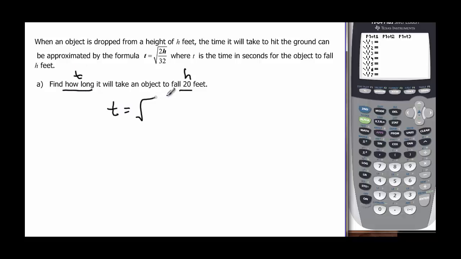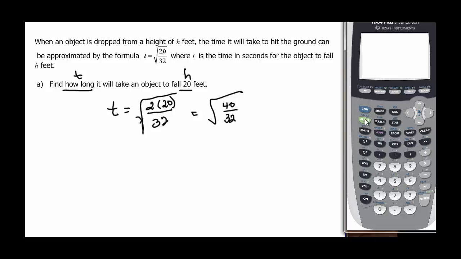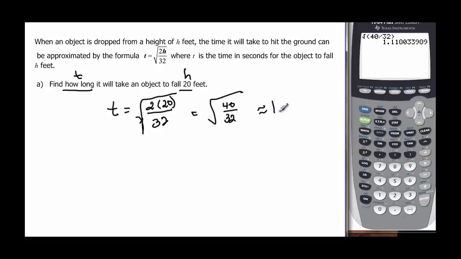And we have the square root of 2 times our h, which is 20, all over 32, which is the square root of 40 over 32. And I'm not even going to simplify that. I'm just going to go straight to my calculator and do the square root of 40 divided by 32. Close the parenthesis, and we find out that it takes approximately 1.12 seconds to fall 20 feet.